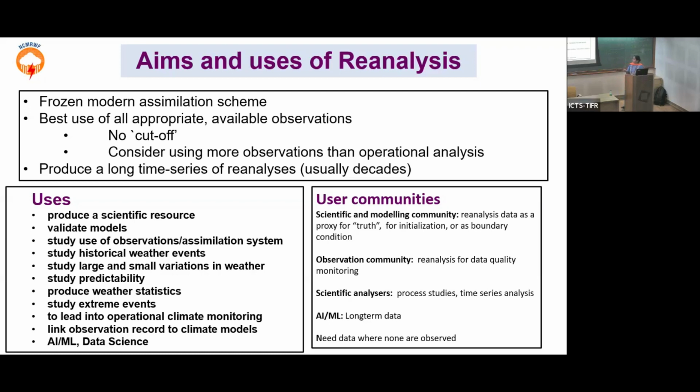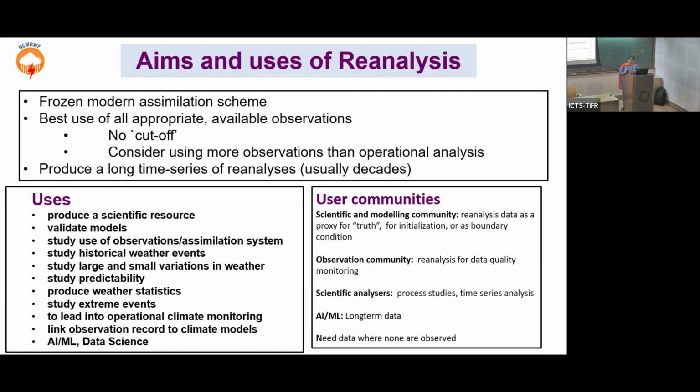Then observation community reanalysis for data quality monitoring. So how the quality of data, suppose some satellite instrument, how the quality of the data is deteriorating with time. So that also we can monitor with the reanalysis data. Then scientific analysis like process studies, time series analysis, and AML.